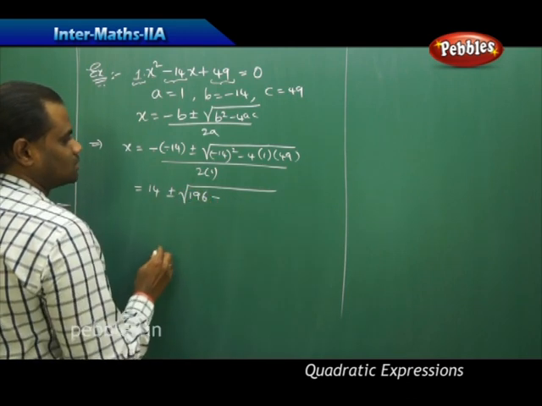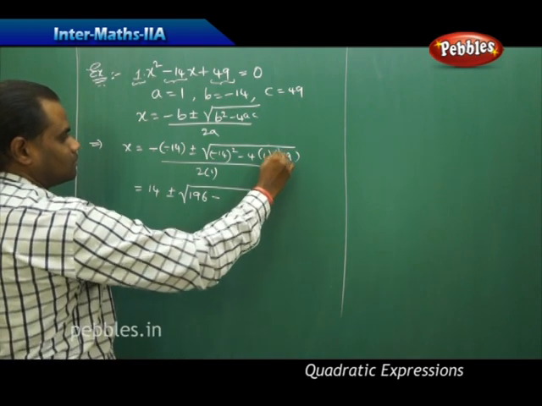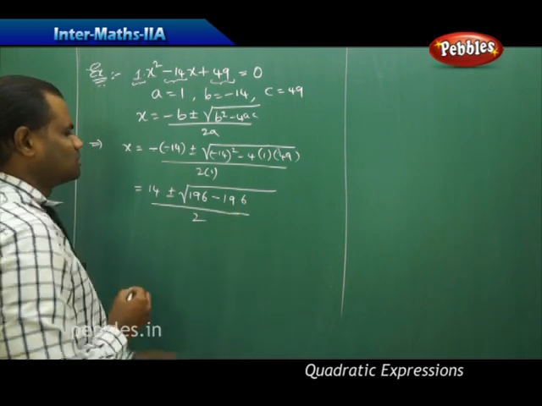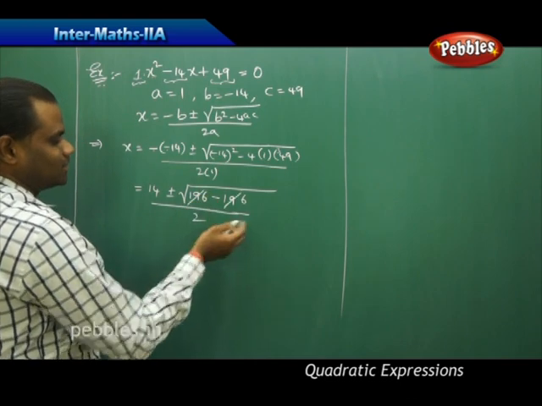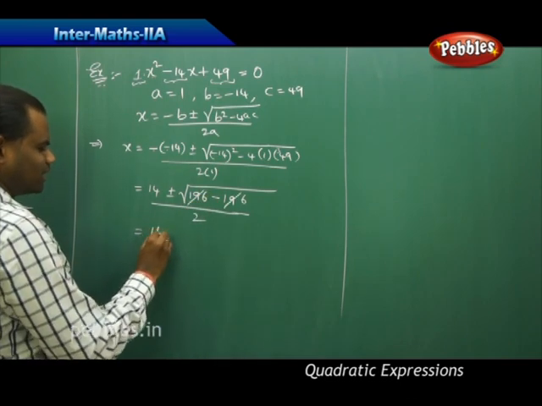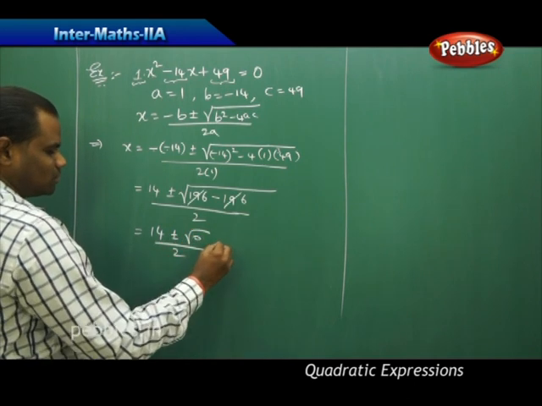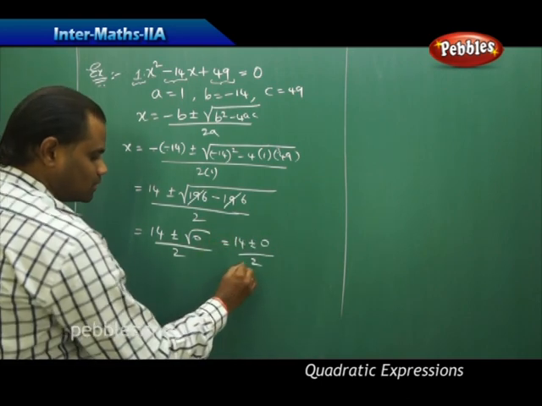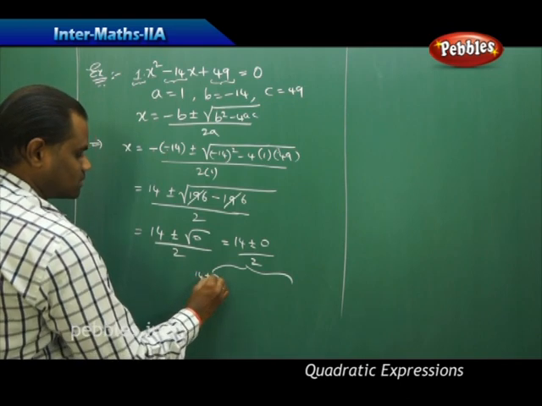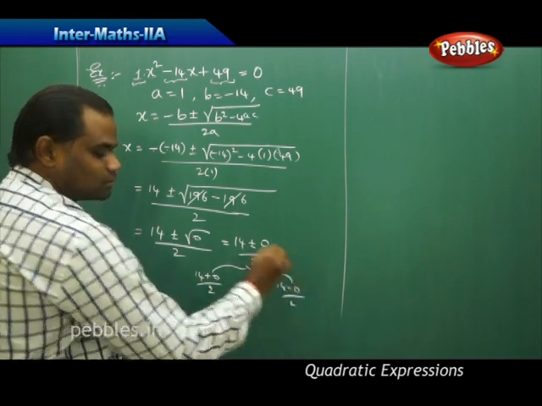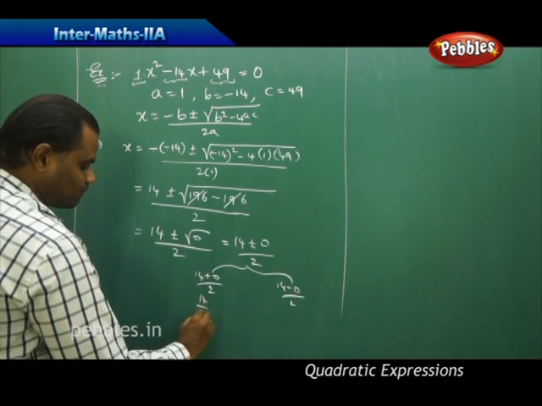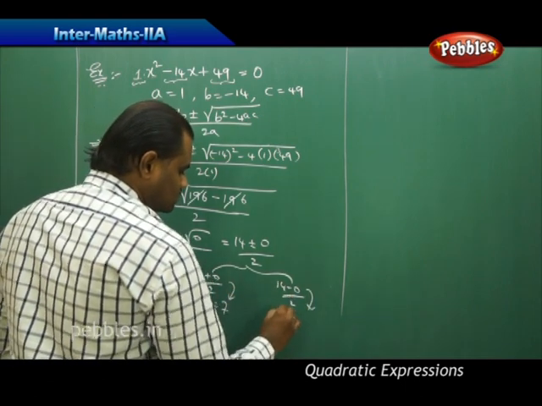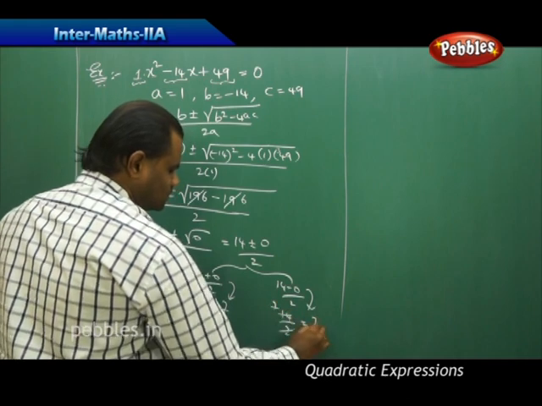is 196, minus 4 times 49, which is 196, by 2. So on cancellation this gives me root 0, which is 0. Therefore, I get 14 plus or minus root 0 by 2, which on further simplification gives me 0 by 2. Therefore, I get two roots here. One is given by 14 plus 0 by 2 and the other 14 minus 0 by 2, and thus this gives me 14 by 2, which is 7, and this gives 14 by 2, which is 7.